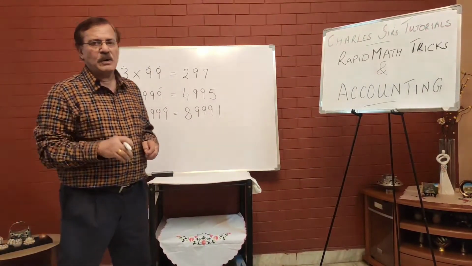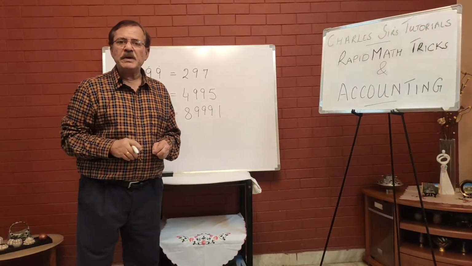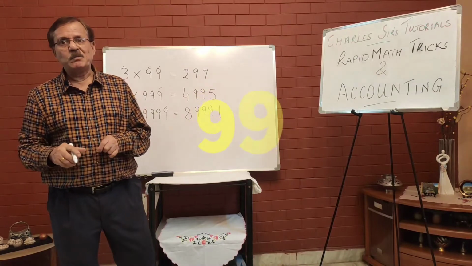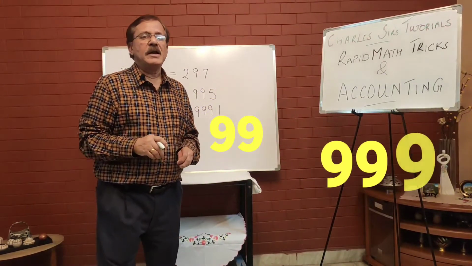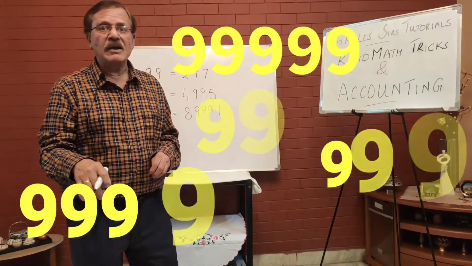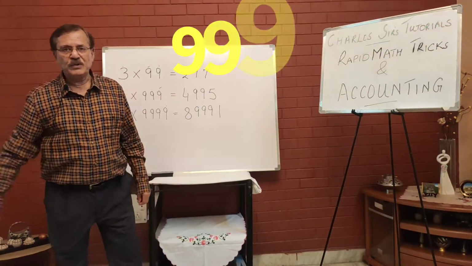But let me tell you one important thing. This is multiplication of a single digit by 99, 999, 9,999, 99,999 and so on and so forth. So this was trick number 1.